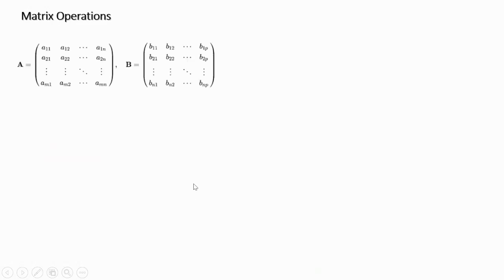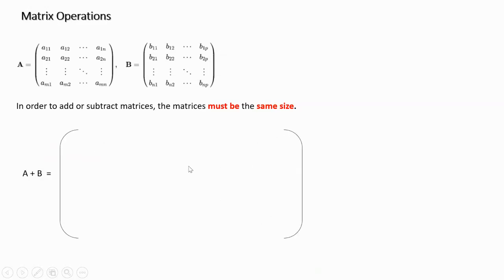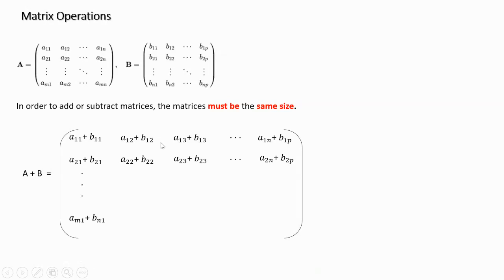Okay, now comes matrix operations. In order for you to be able to add and subtract them, they have to be the same size, right? I can put here, in order to add or subtract, the matrices must be the same size. So for example, I'm going to add the matrices A and B, right? So I have to write the same entries. For example, A11 plus B11, which means the first row, first column on matrix A plus the first row, first column on matrix B, and so forth. Okay? Until you get to the end.